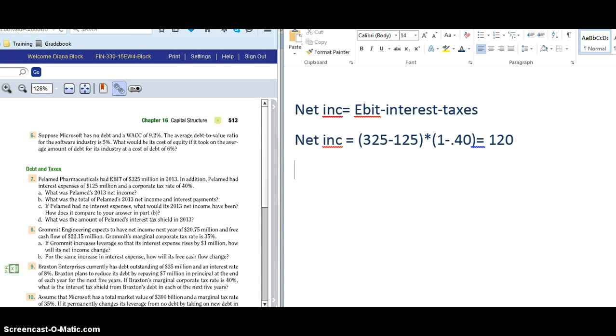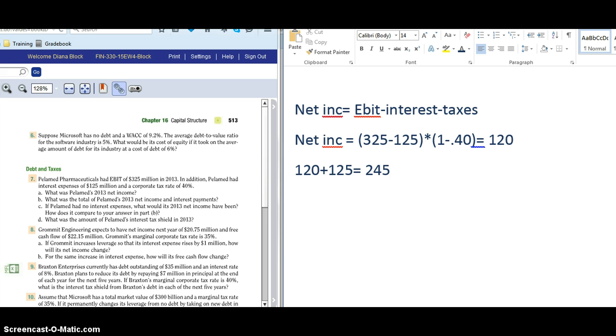So then on Part B, what is the total of this company's net income and interest payments? Okay, so we can add up the net income and interest payments. We just calculated the net income to be 120, and we were told that the interest payments were 125. So we've got 245 million is the total of our net income and interest payments.